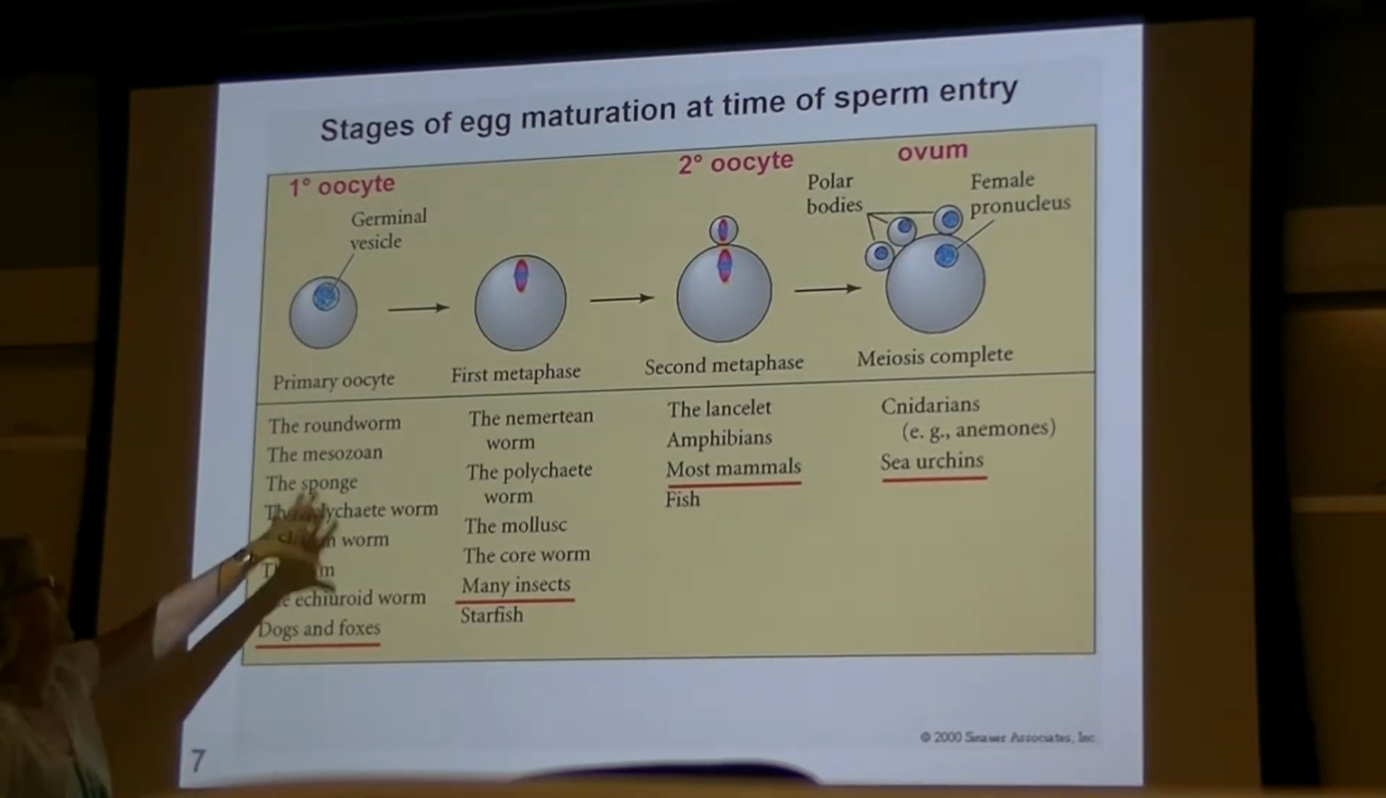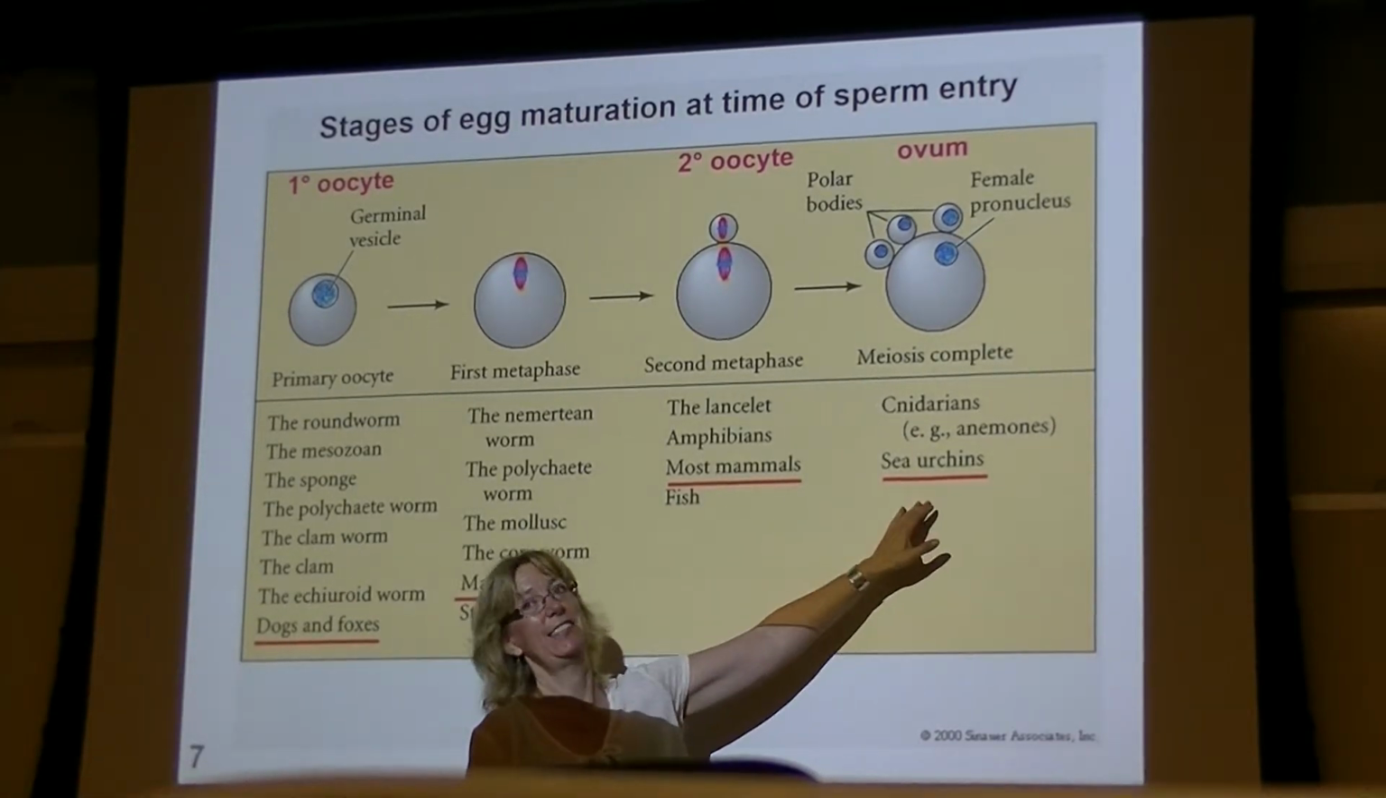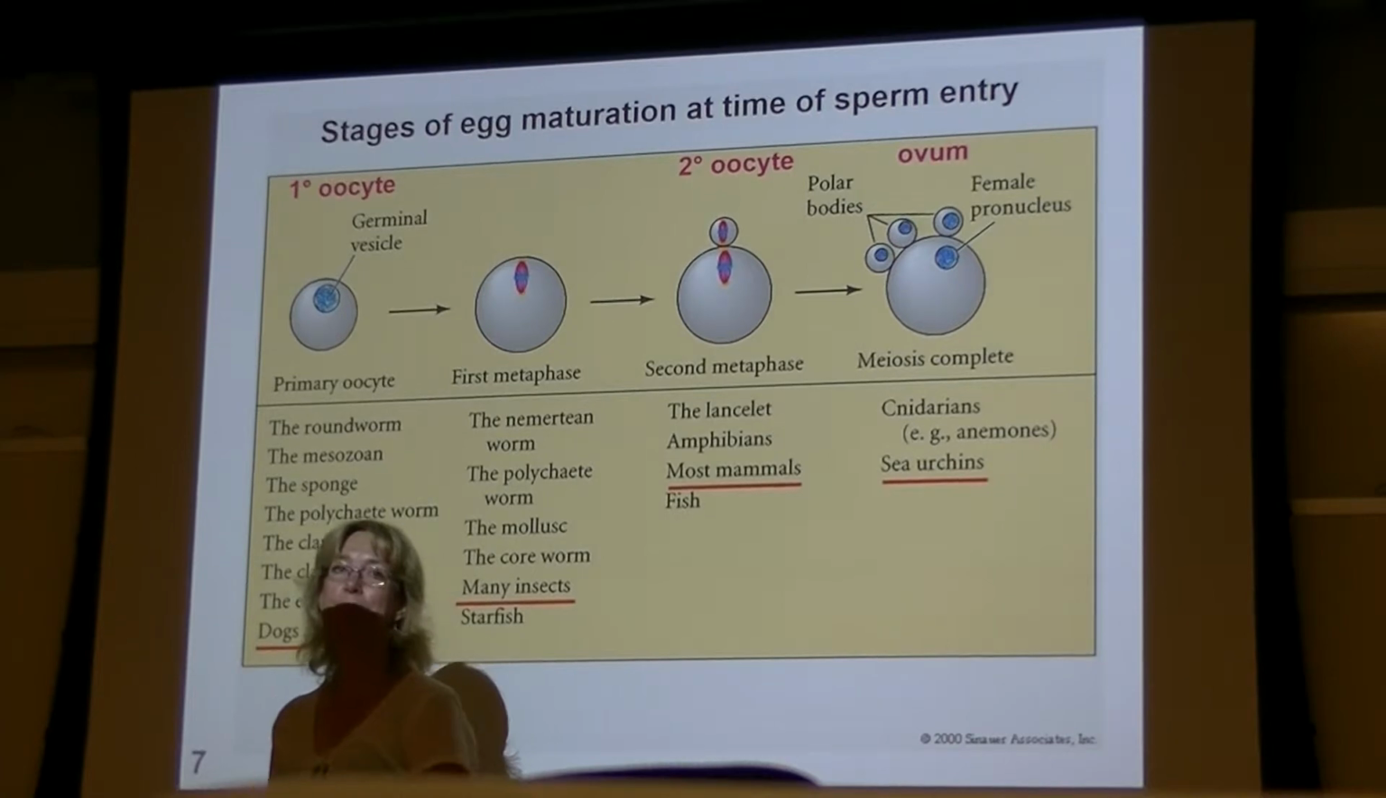Then we seem to see a lot of the invertebrate organisms also fertilizing at the primary oocyte stage. Just a variety of possibilities in how this is done. In some cases, like sea urchins, they actually do go ahead and make the true ovum.